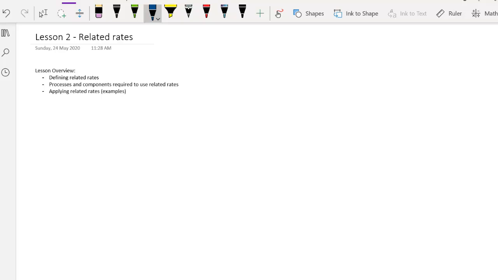In this lesson, we're looking at related rates. During the lesson, we'll start by defining what related rates are and how we're going to work with them. We'll look at the processes and components required to solve problems with related rates, and then we'll look at a few examples applying this process.